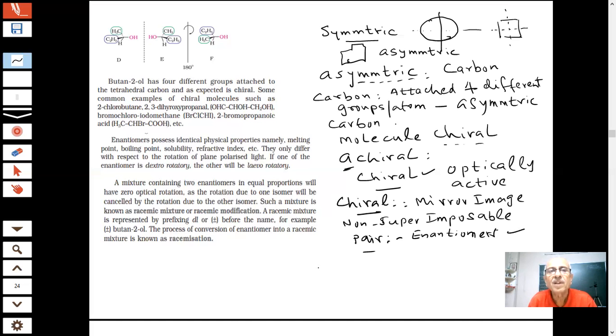For example, students, if I consider butan-2-ol, this is butan-2-ol. You can draw the structure of this. I'll give you 1 minute. If you draw the structure of this, butan-2-ol.